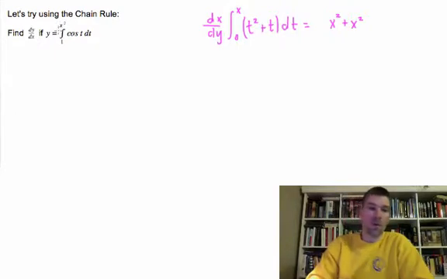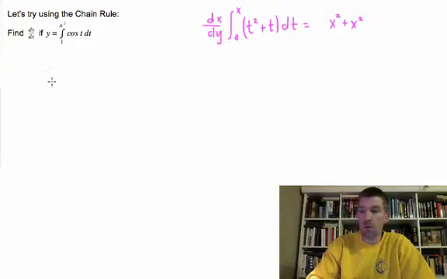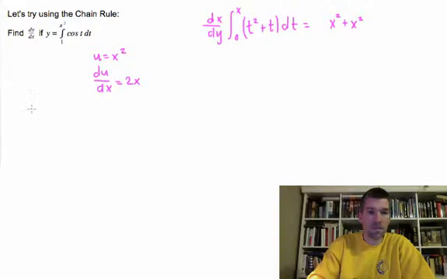So what we're going to do is make a substitution with u, and this is really similar to the chain rule that we used in the first semester. So what we're going to say is that u is going to be equal to x squared, and that du dx is going to be equal to 2x. So we're going to work with the integral from 1 to u of cosine t dt.